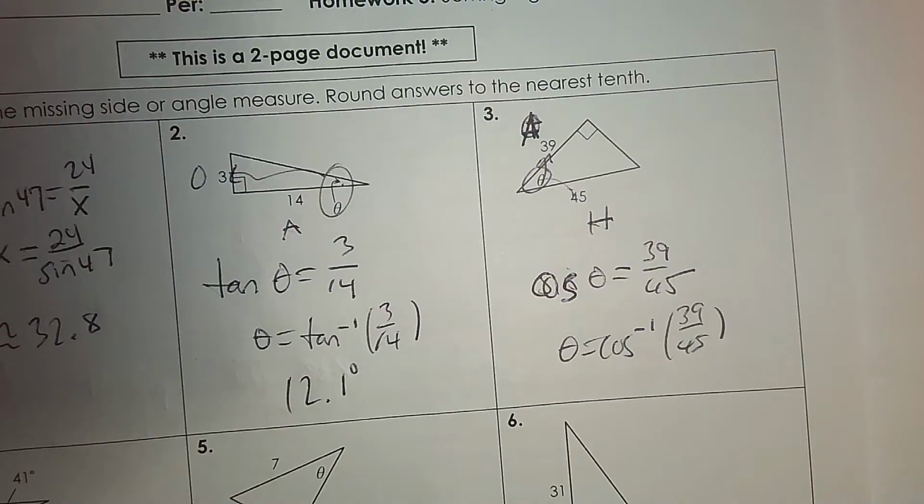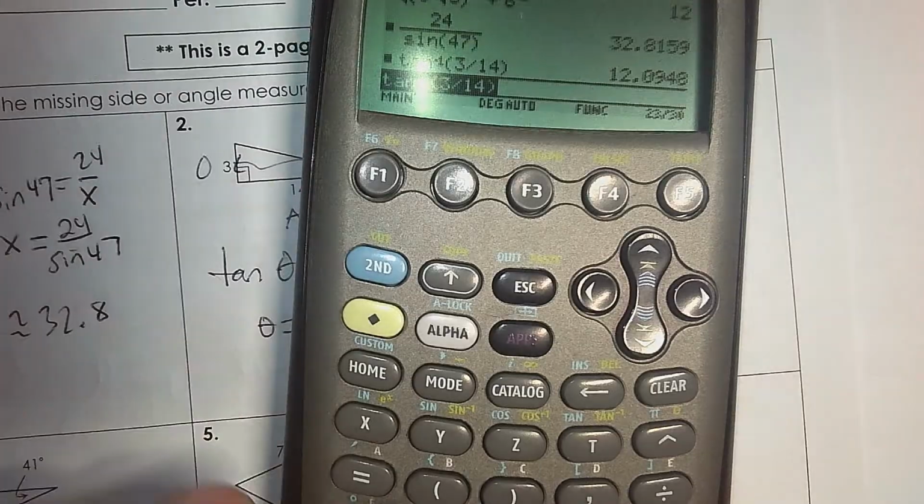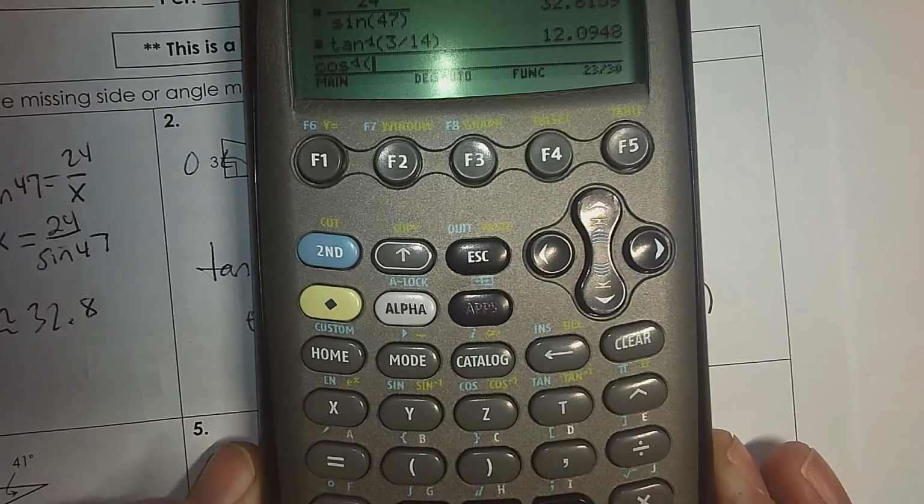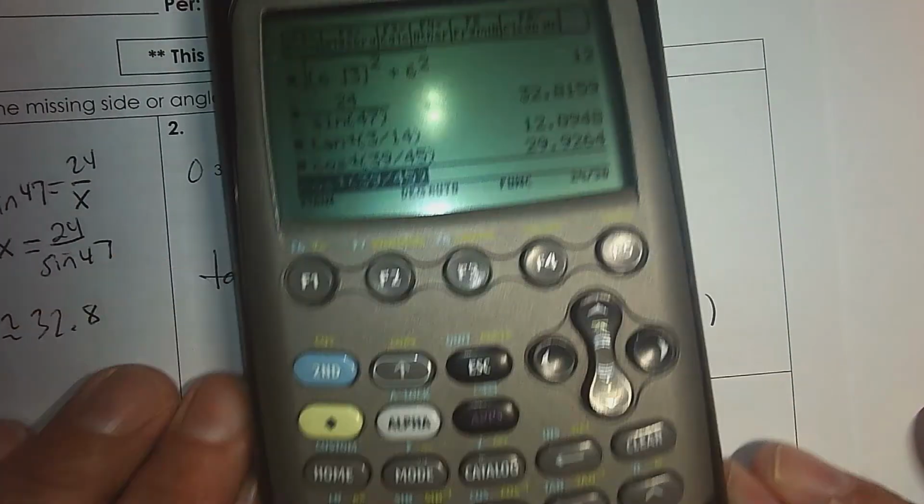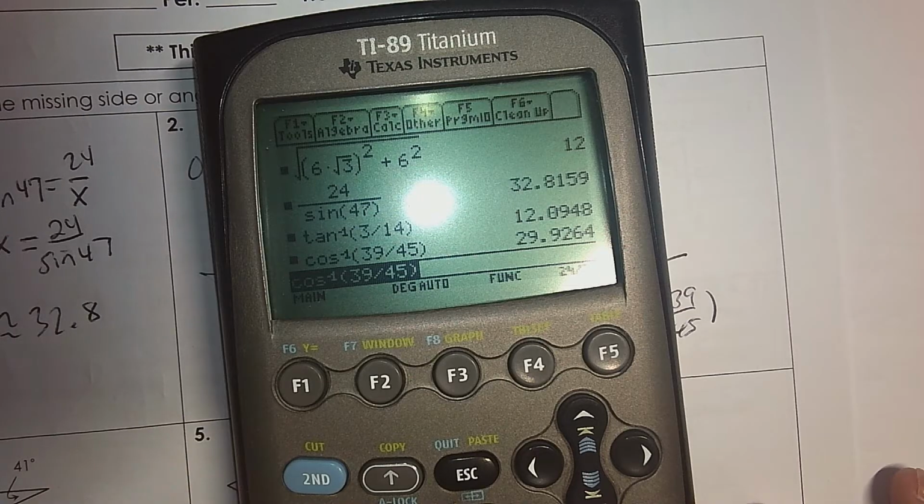So again, inverse cosine is going to be that diamond button first, and it's where z is. So diamond z, and then you type in 39 over 45, close it, diamond enter. So what is that angle? About 29.9 is the angle.